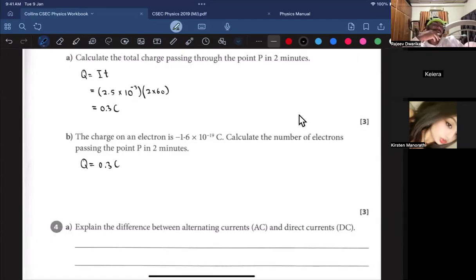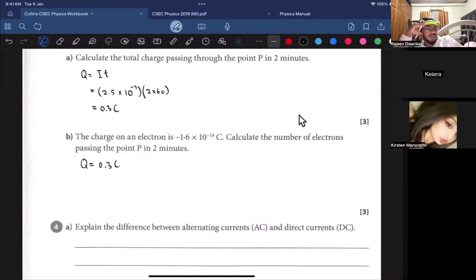Kira? Hello. Yeah, Kira, do you remember how to find the number of electrons given charge? The number of electrons given charge.